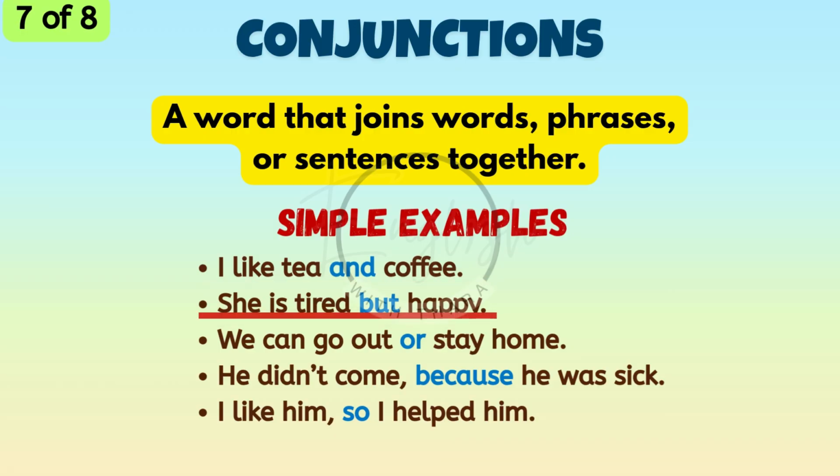Next, she is tired but happy. Here, but connects two contrasting ideas. Then, we can go out or stay home. The conjunction or shows a choice between two actions. After that, he didn't come because he was sick. Because explains the reason for something.